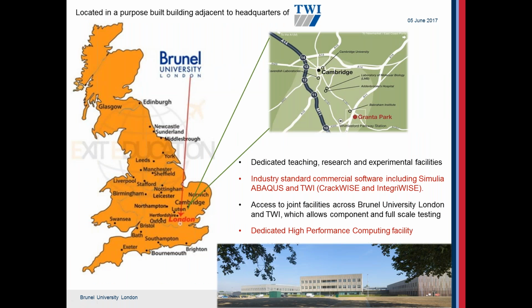Okay, so probably just one last slide is just to talk about where we are in relation to the UK. On the left-hand side, you can see a map of the UK. You can see London is highlighted in red as a little star. So Brunel University London is in the northwest of London, in Uxbridge, and that's where the main campus of the university is based. But this particular MSc program is based in the headquarters of TWI, and they're located southeast of Cambridge at a place called Granta Park.